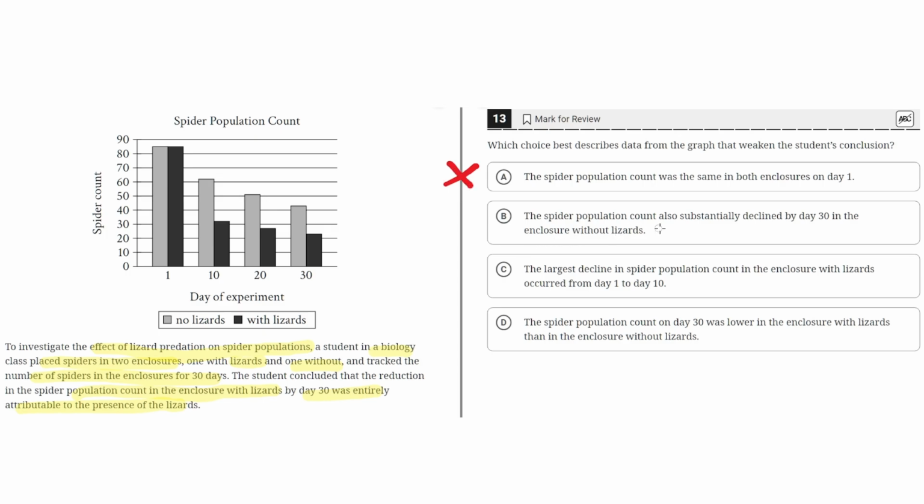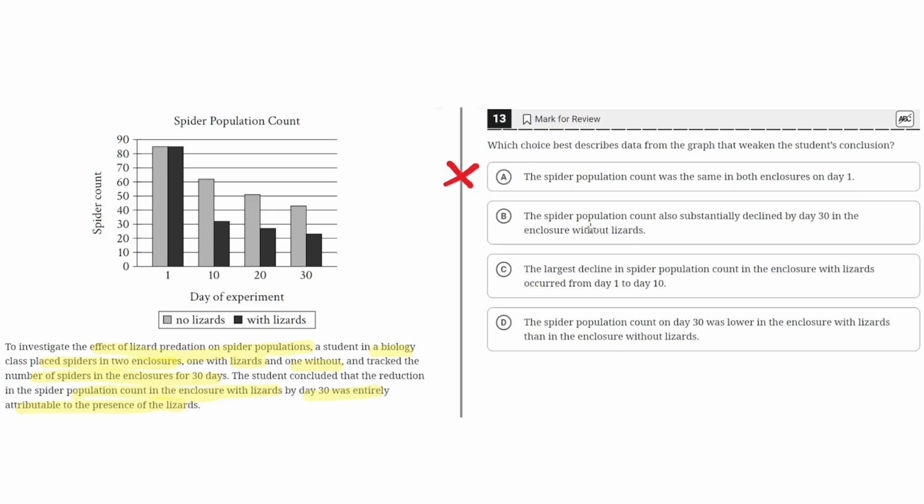B. Spider population count also substantially declined by day 30 in the enclosure without lizards. So this seems to be the correct answer, because looking at this graph, we can see that it highlights the spider population count, and it has two enclosures, the one without lizards and the one with lizards. So the one without lizards is in gray, the one with lizards is in black.